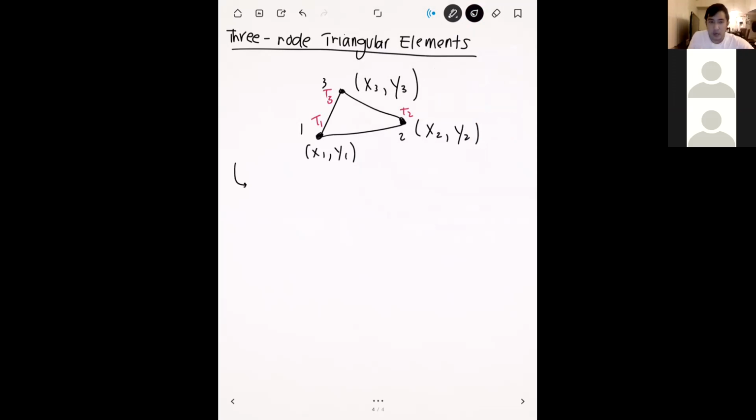Let's follow basically the same process that we followed for the 1D case, which follows along with our finite element method. Now that we've established our domain and we've discretized it, the next step is to assume a functional form for the solution.